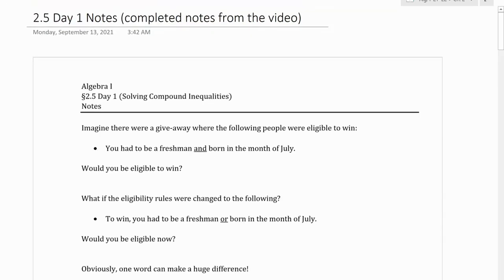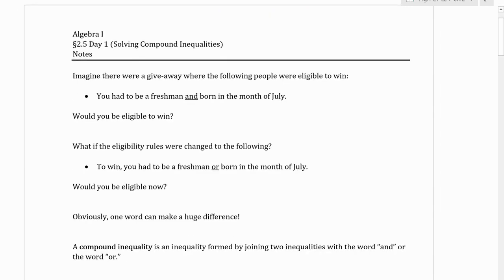All right, so section 2.5 is we're going to start studying compound inequalities. For some reason, kids seem to struggle a little bit with this. I think that you struggle when you try to memorize what's going on instead of just thinking about it and making it make sense in your head. So that's what I'm focusing on today. It's just that, oh, that's what that means.